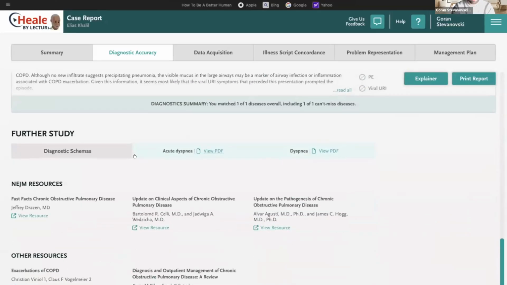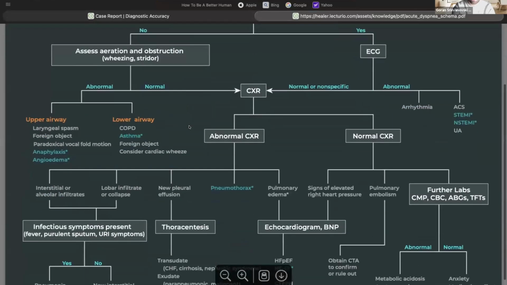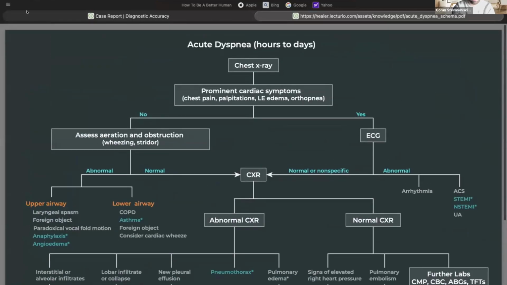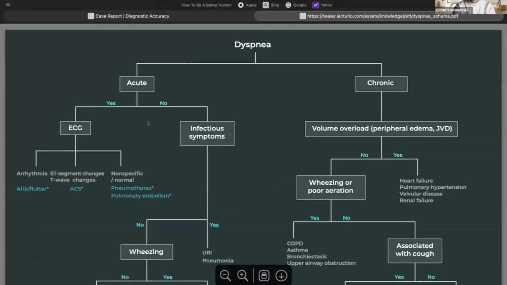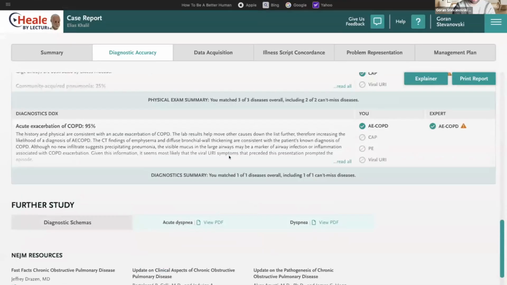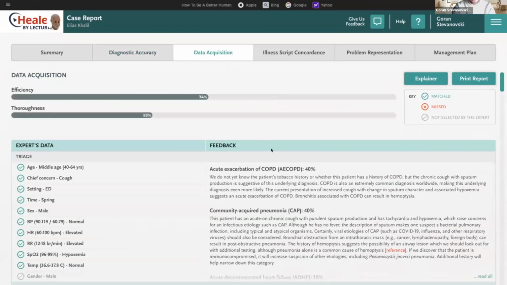What's really important here is we have diagnostic schemas as well. So you could look at what to do with a patient with acute dyspnea. Your learners can use this, even print it out and carry it with them, so they can then use this probabilistic reasoning within their patient encounters.